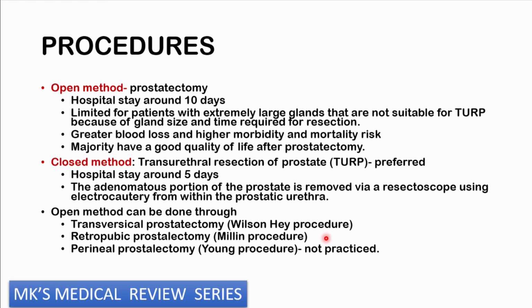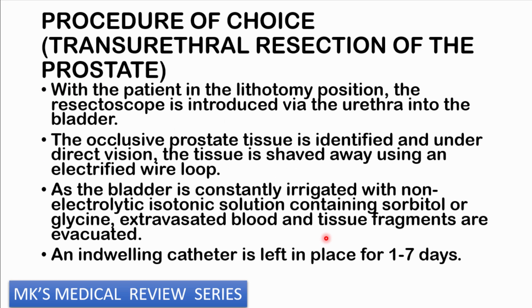So the open methods can actually be done via different routes. You may do it via the transcervical prostatectomy, which is known as the Wilson-Hay procedure. You may perform a retropubic prostatectomy, which is the Millen procedure. You may perform a perineal prostatectomy, which is the Young procedure, which is not really practiced to date. So the procedure of choice is going to be a transurethral resection of the prostate.